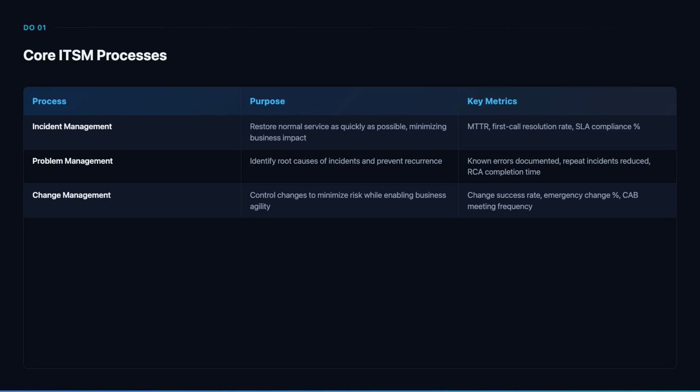Change management ensures that all changes to IT services are assessed, approved, implemented, and reviewed in a controlled manner. It balances risk management with business agility through a change advisory board process. Key metrics include change success rate, percentage of emergency changes, and change-related incidents.